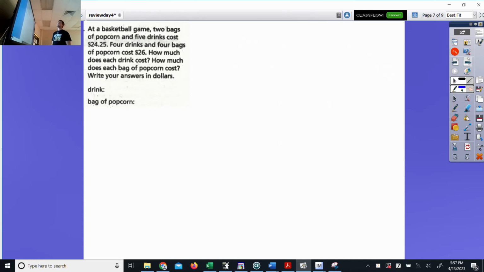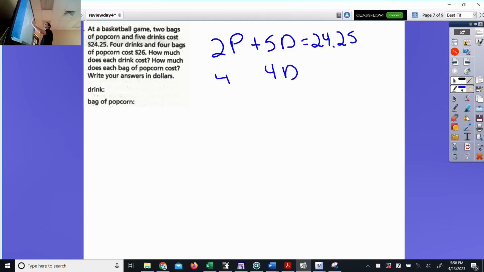Let's try this one. At a basketball game, 2 bags of popcorn and 5 drinks cost $24.25. 4 drinks and 4 bags of popcorn cost $26. Maybe this one works out nicer than the last one did. I don't know. This one kind of has the same strategy as the last one. The numbers are almost the same.